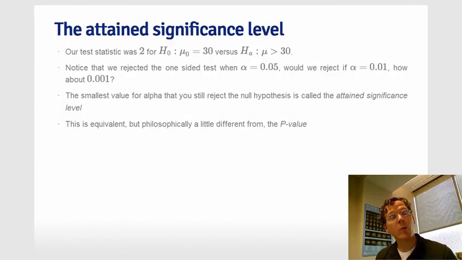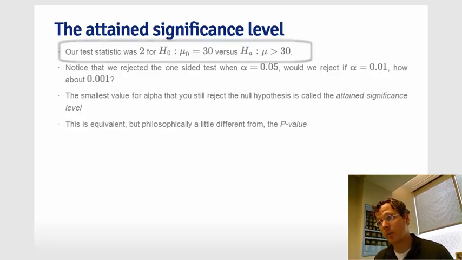There's another way to think about the p-value as the so-called attained significance level. Let's go through that really quickly. Recall we went through an example where our test statistic was 2 for H naught: mu equal to 30 versus mu greater than 30. Test statistics that are larger are going to be more supportive of the alternative. Here, 2 means that our test statistic was 2 standard errors above the hypothesized mean of 30.